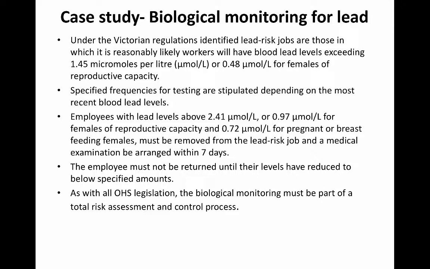Employees with lead levels above 2.41 micromoles per litre, or 0.97 for females of reproductive capacity, or 0.72 for pregnant or breastfeeding females, must be removed from the lead risk job, and a medical examination must be arranged within 7 days. The employee must not be returned until their levels have reduced to below specified amounts. As with all occupational health and safety legislation, the biological monitoring must be part of a total risk assessment and control process.